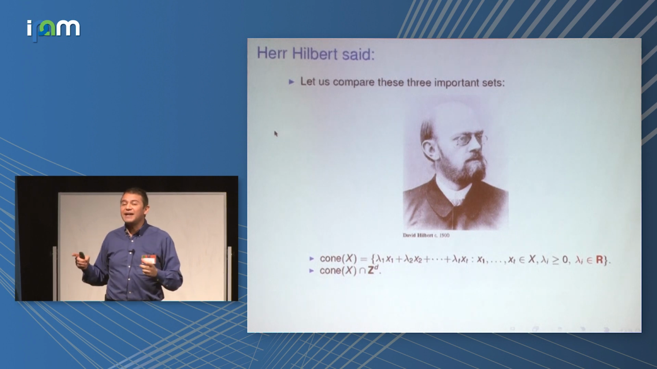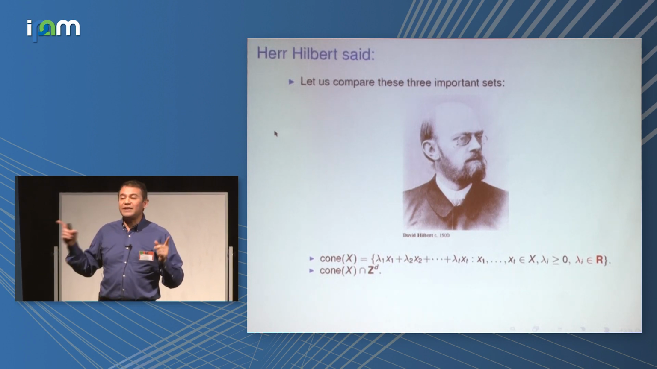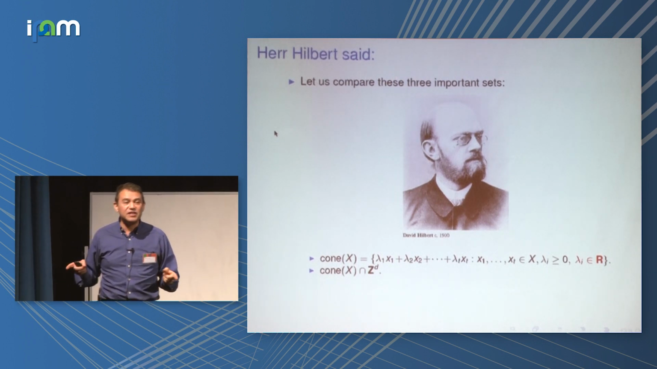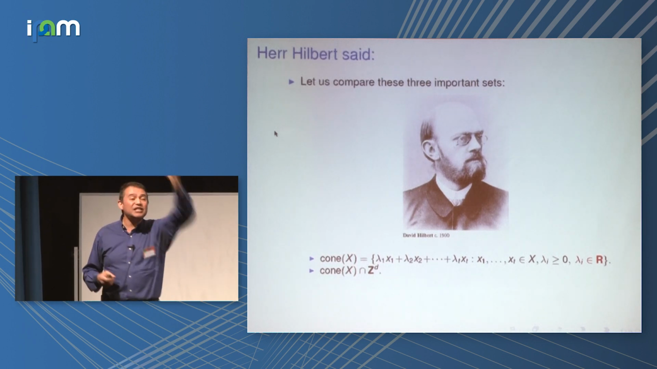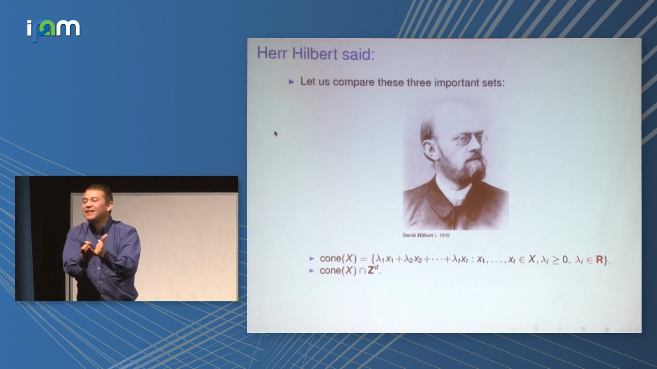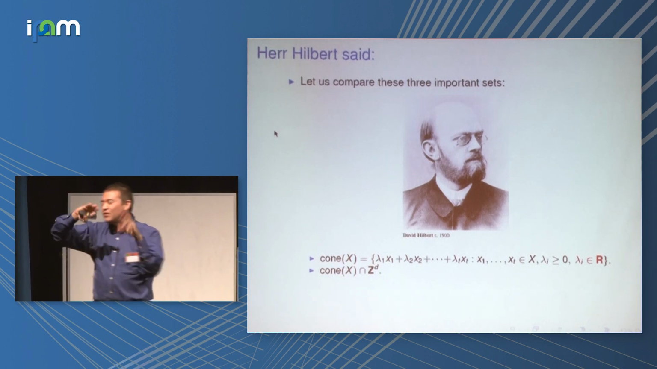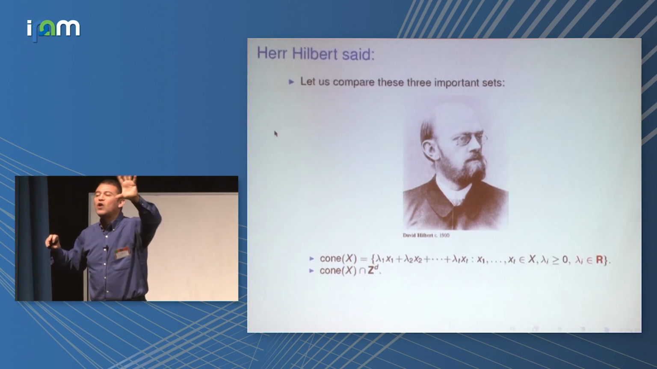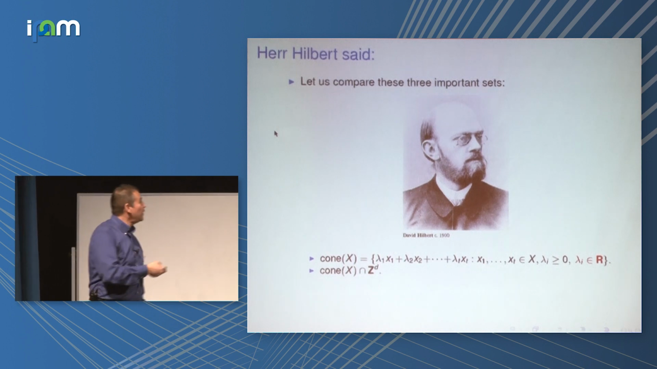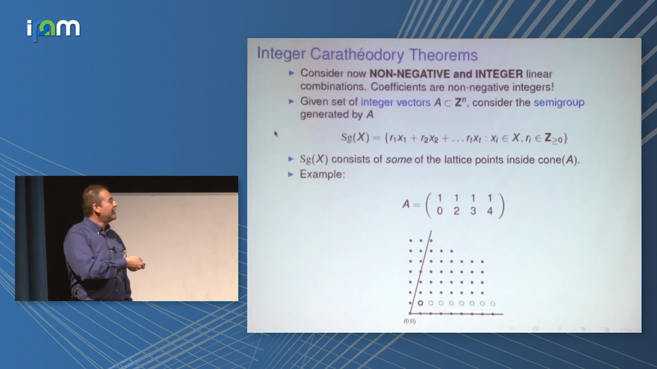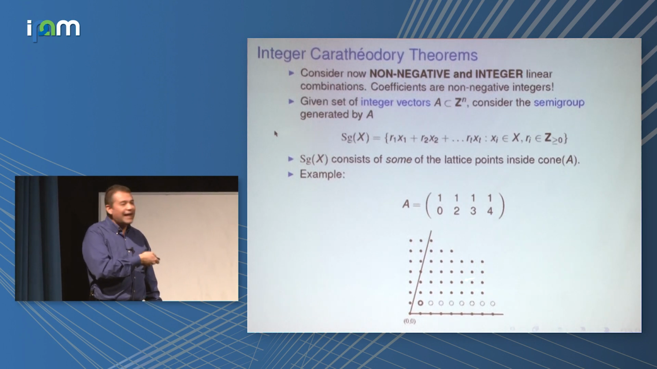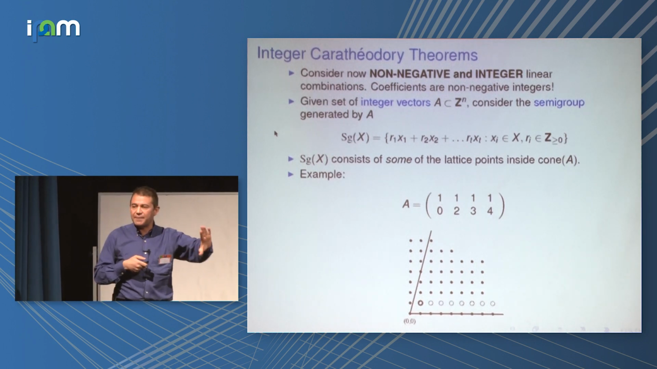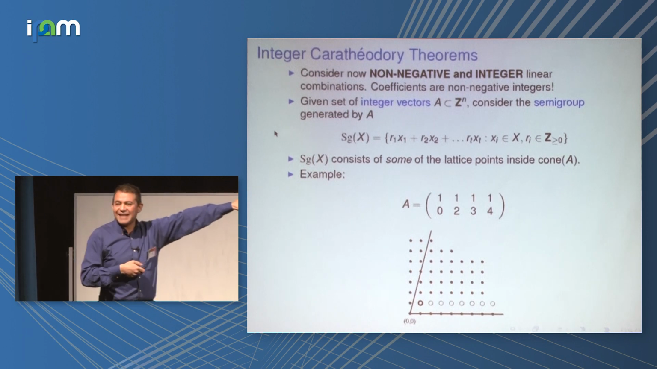Now, there's an object in between the cone and the semigroup, and this is an extremely interesting object, which is: take the cone and consider all the lattice points that are inside the cone. Dump the gaps. So forget there are gaps. Just take all of them. So in other words, in the previous example, the intersection of the cone with the lattice points will be every single lattice point. No gaps anymore. Everything that you see inside the cone.